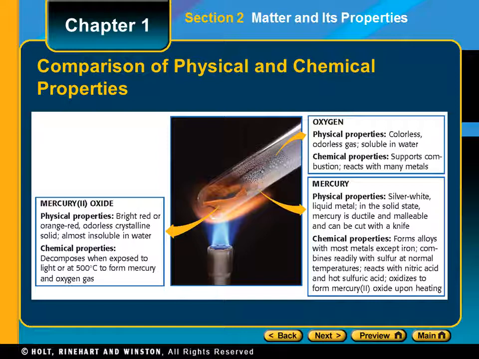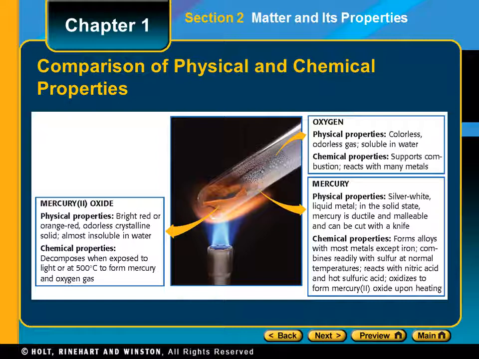And then to compare physical and chemical properties, we can see the mercury 2 oxide. It's bright red, orange red. It's odorless, crystalline, solid, almost insoluble in water. Chemical properties: it decomposes when exposed to light or at 500 degrees Celsius to form mercury and oxygen gas. On the right there, physical properties of oxygen. It's a colorless, odorless gas, it's soluble in water, but it supports combustion, which is a chemical property. And then you get the mercury, as this has been separated out.